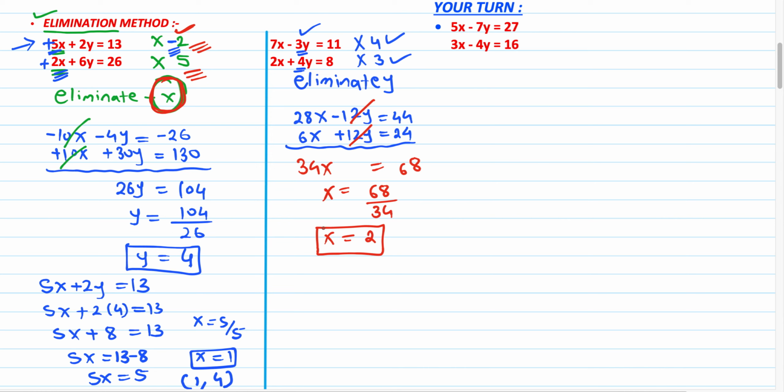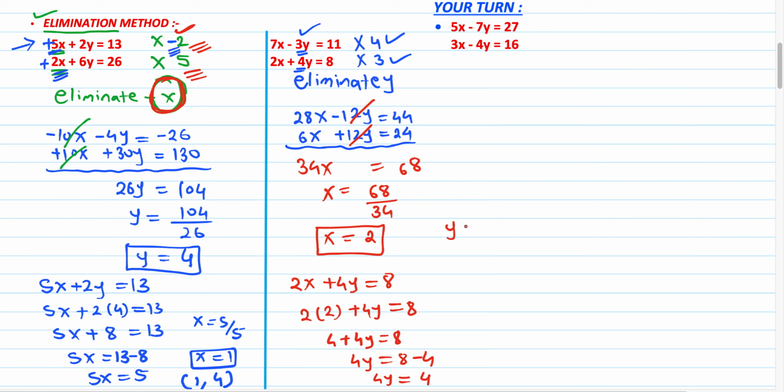So I'll take this as the answer, and then I'll put this value of x in any one of the above equations. I'm taking the bottom equation. 2x plus 4y is equal to 8, and now 2 into 2 plus 4y is equal to 8. 4 plus 4y is equal to 8. 4y is equal to 8 minus 4, so 4y is equal to 4. So y is equal to 4 upon 4, y is equal to 1. So now my value of y is there, and my final answer is 2 comma 1.